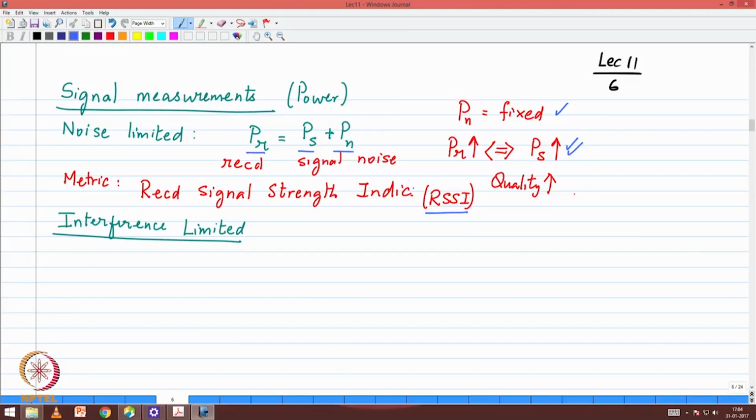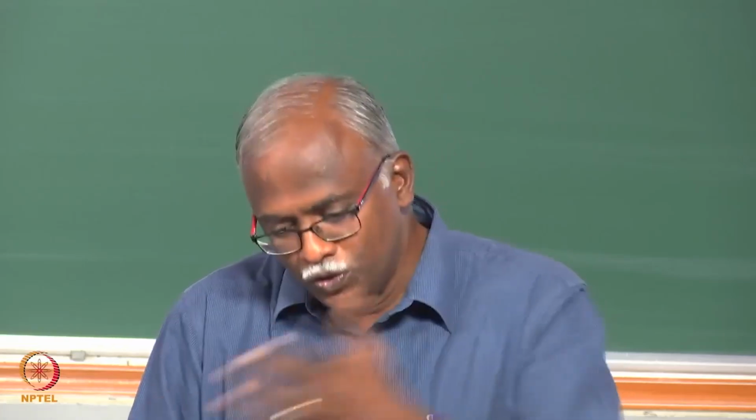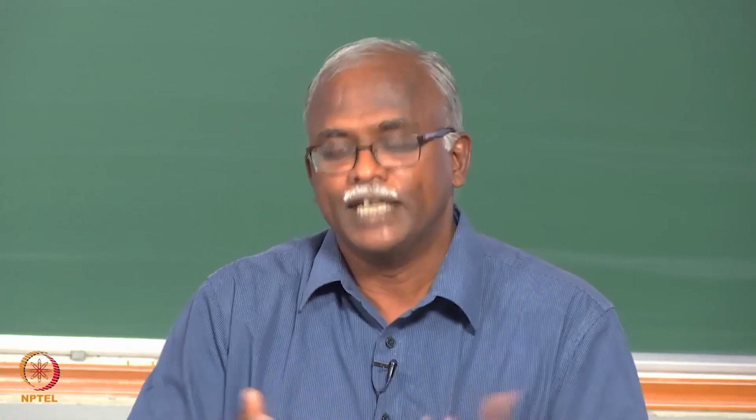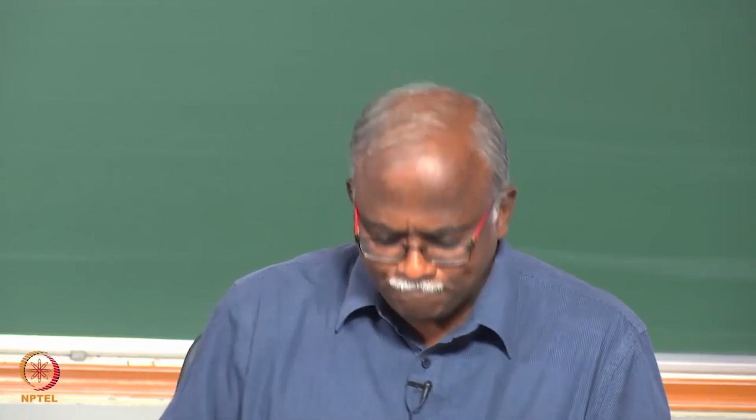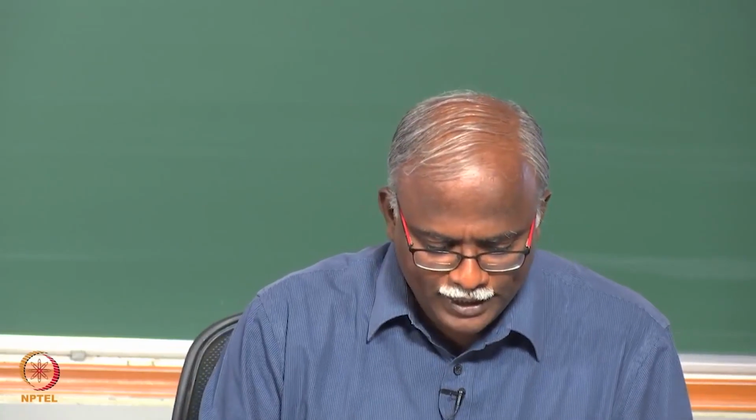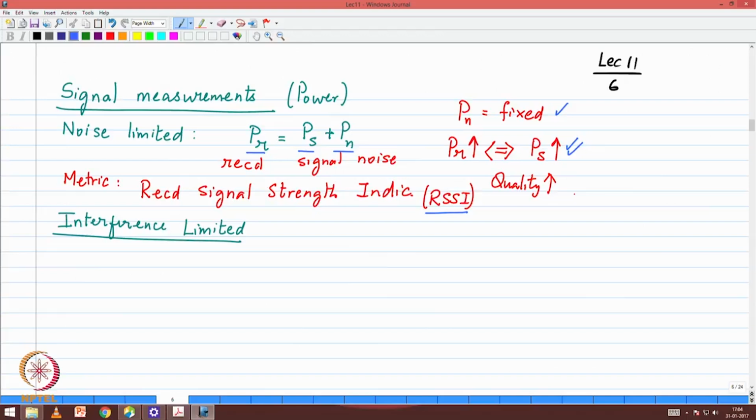Okay, so basically whatever is the received signal, you take its signal strength or you measure the power of the signal. It's a combination of signal plus noise. You know that the noise is fixed and therefore it gives you an estimate of how much signal is present. Now I want to move from there to an interference limited scenario.